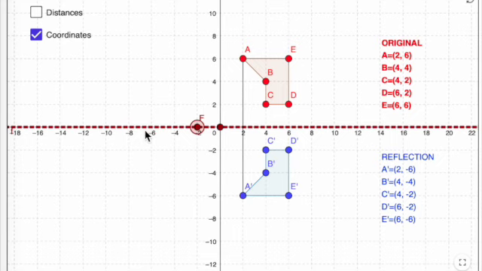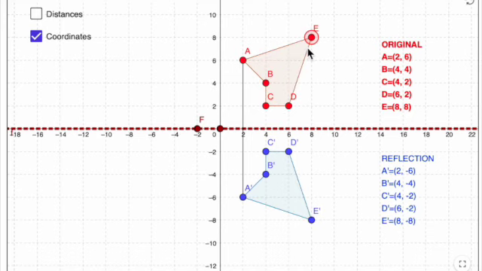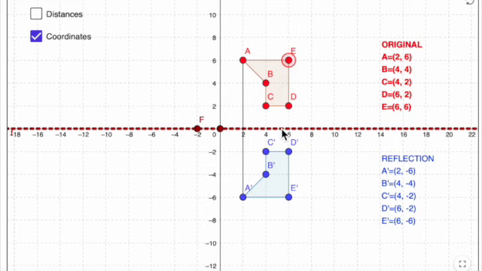So here you can see that this object is reflected across the x-axis. Now both of them are the same shape and size. If I change that, you'll see it's changing along with it. So that means they are congruent. When they are the same shape and size, it means they are congruent.